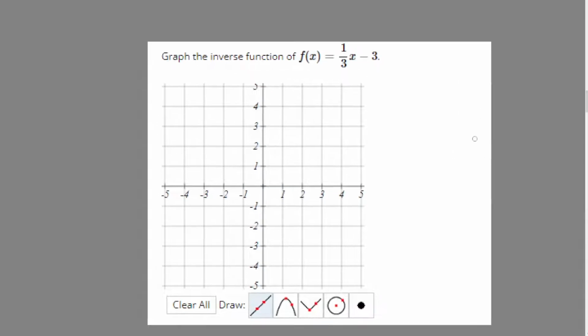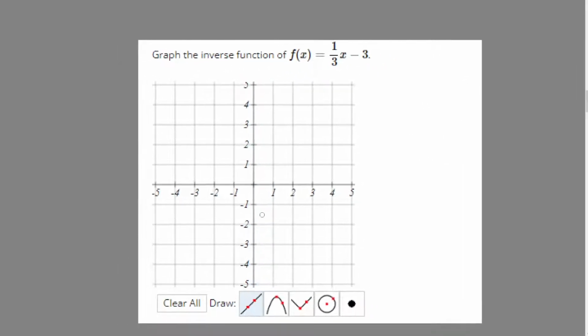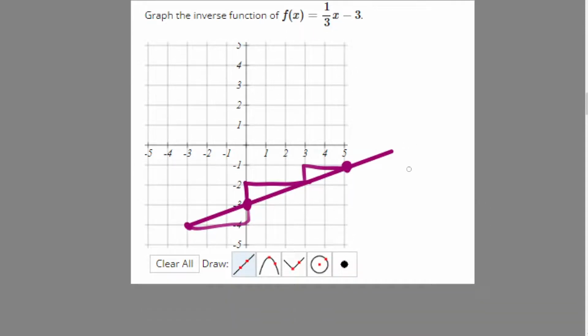Graph the inverse function of f of x equals 1/3 x minus 3. So the y-intercept is minus 3, so we'll start there. We'll go up 1 over 3, up 1 over 3. Oh, no, that's the normal function. You don't graph that. My bad. But it's good to have this so we know.